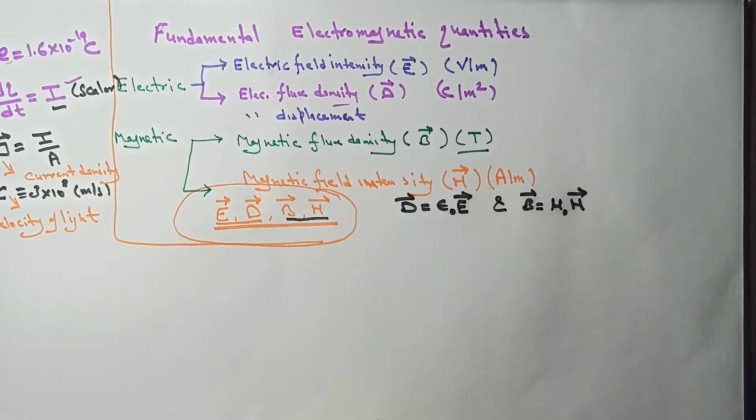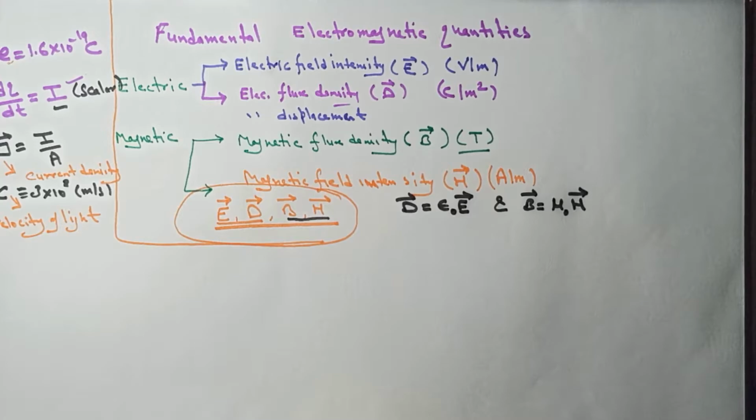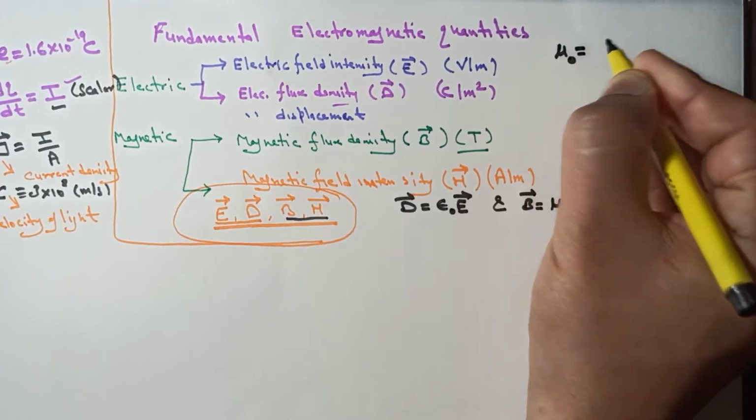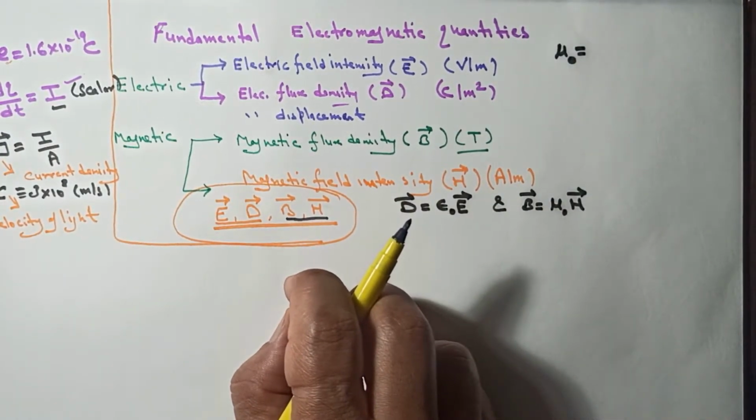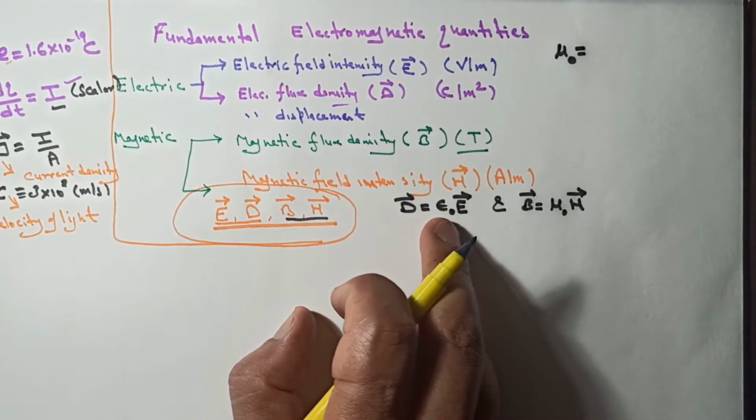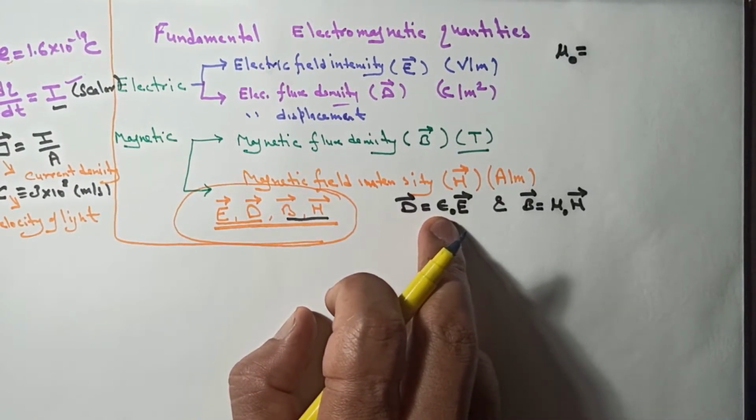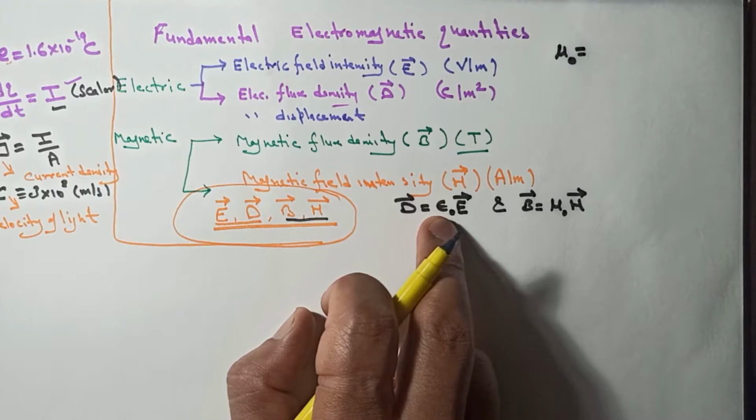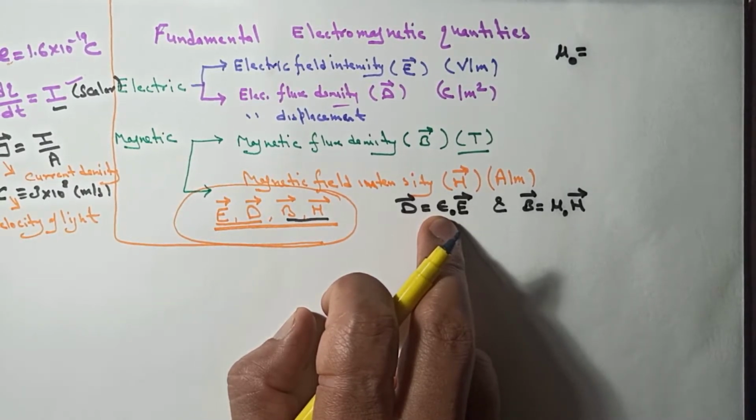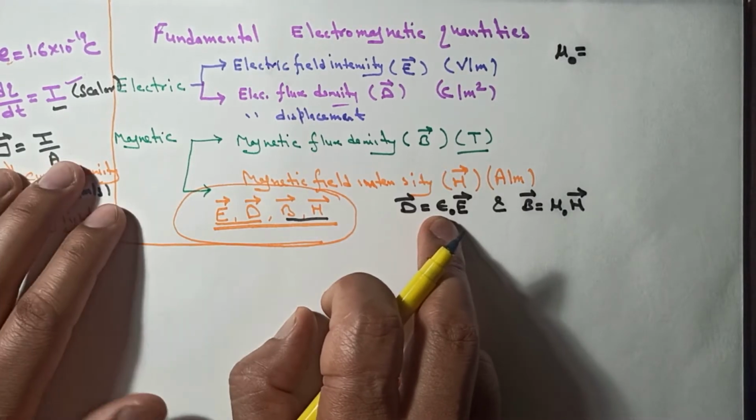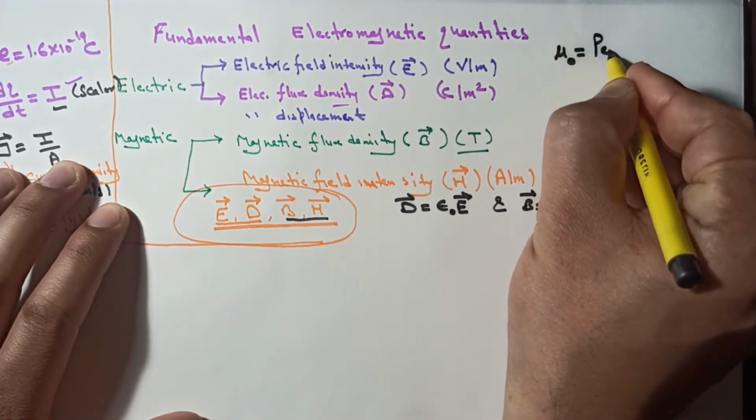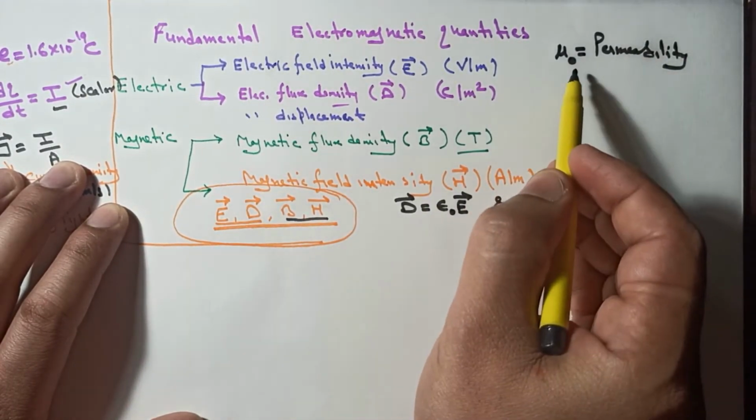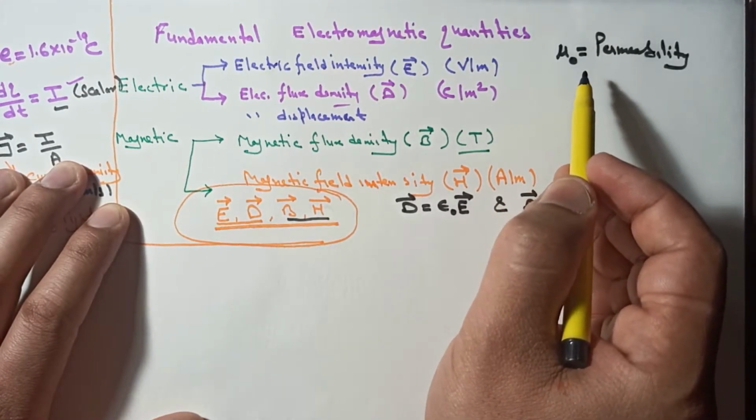Let us start with mu naught. So mu naught and epsilon naught, this naught is used for the free space. The naught represents the free space. Now we have already discussed the velocity of light, and this mu naught is the permeability. So this naught defines here the free space.